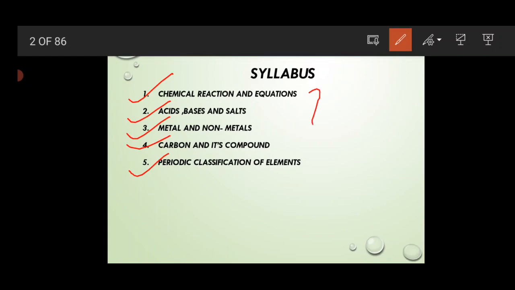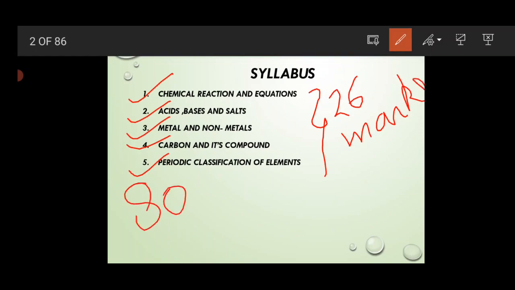From an exam point of view, all the chapters are very important. And from all the chapters, you will get 26 marks of questions. As all of you know, your final paper is of 80 marks. So out of 80, you will get 26 marks of questions from chemistry.